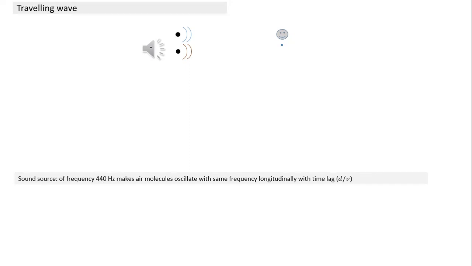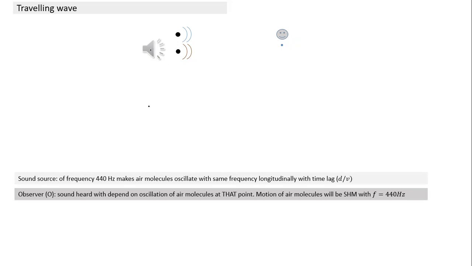So this is a sound source which has a frequency of 440 hertz. The moment I put the sound source on, it means it will make air molecules around it oscillate with the same frequency. So if a sound source of frequency 440 hertz is started, it will make air molecules oscillate with the frequency of 440. And suppose there's an observer here.